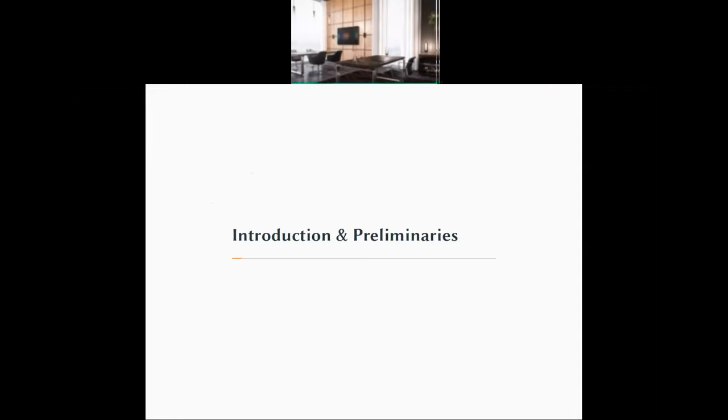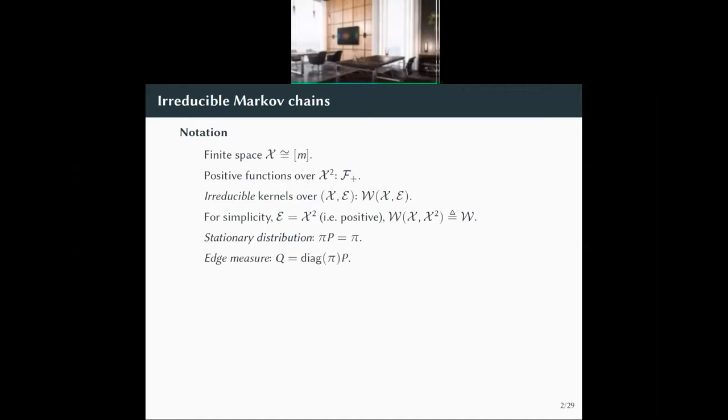So let's start with some introductions, some notation. We'll work over some finite space X that we will identify with the integers up to m. We'll denote positive functions over a square by f plus. If the plus is missing here, it will just mean the entirety of all functions. And we'll be focusing on irreducible kernels. So if E is the edge set of some strongly connected graph, we'll denote by W(X, E) the set of all irreducible kernels over X, E.